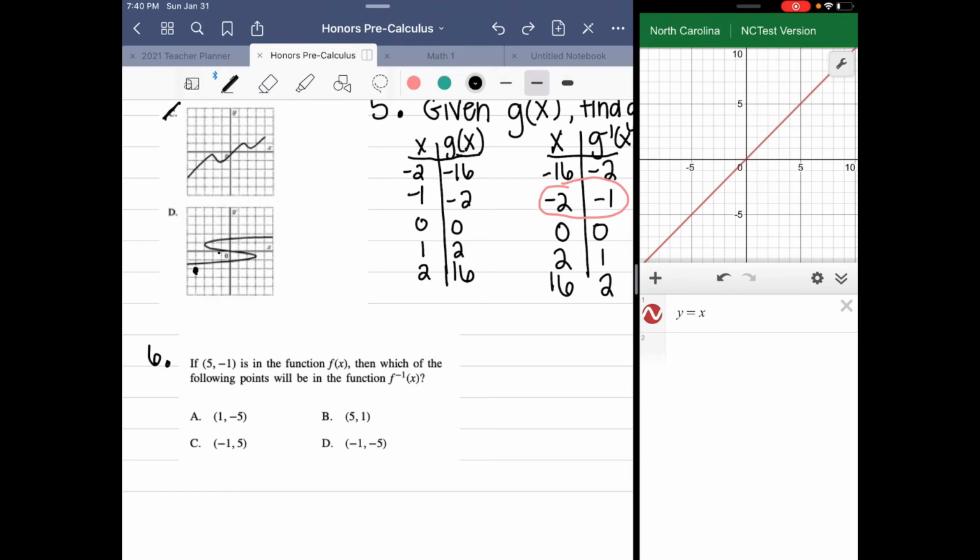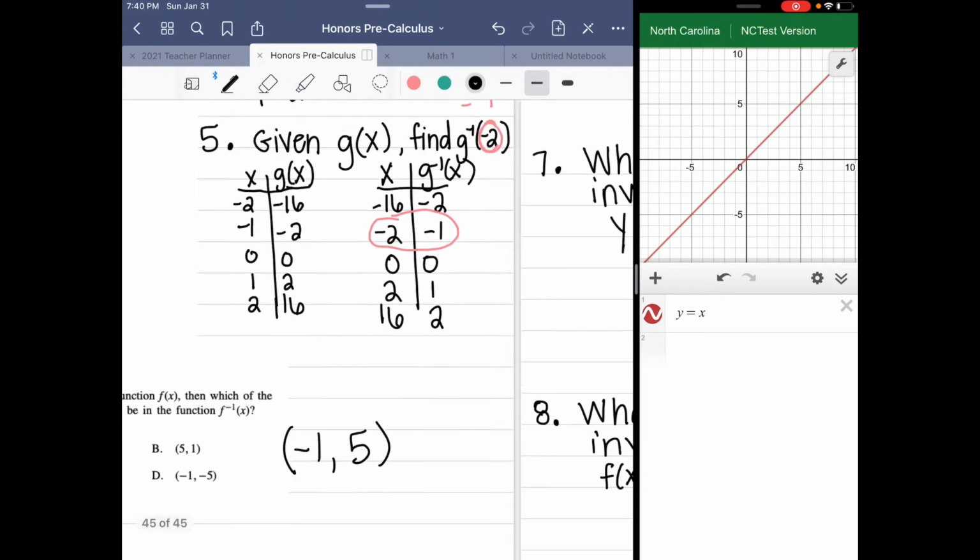Very simple problem here. If I'm given this point of a function f of x, then which of the following points represents the function with the inverse? So the inverse of that value. So remember, we just flip our x and y. So this becomes negative 1, 5.